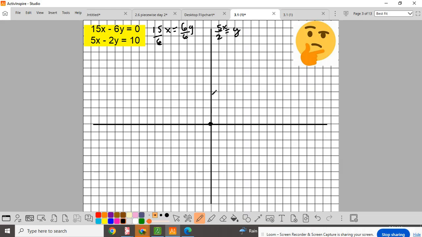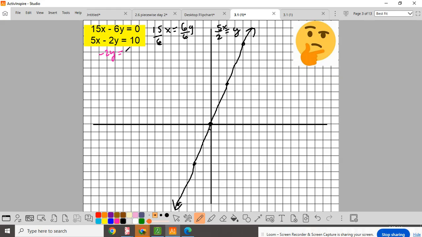Up 5, over 2. Up 5, over 2. And the reverse, down 5, left 2. All right, there you go. Make sure you use your ruler to make the best perfect straight line you can have. Label it. Okay, I'm gonna use a different color here.